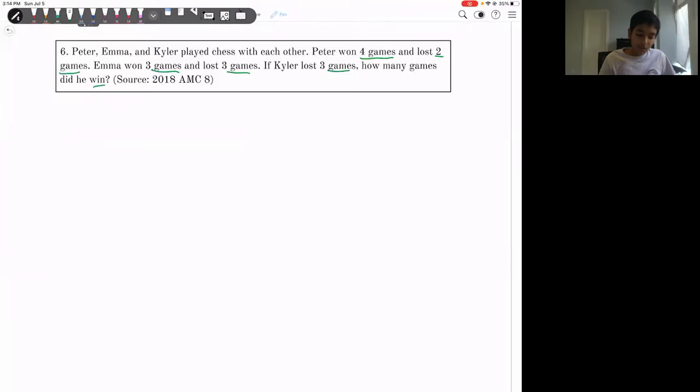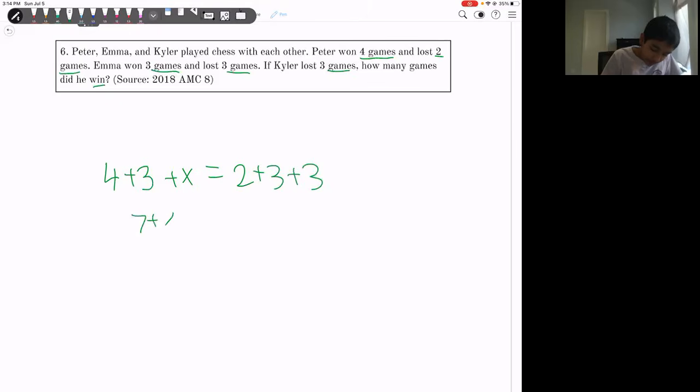Okay, so the key idea in this problem is noticing that the number of wins has to be equal to the number of losses. So how many total wins are there? Well, Peter won 4 games, Emma won 3 games, and Kyler, we don't really know how many games he won, so let's just call it X. And now let's calculate the total number of losses. We know Peter lost 2 games, Emma lost 3 games, and Kyler lost 3 games. Now we can simplify this equation. We get 7 plus X equals 8. And that means X equals 1. So he won 1 game.